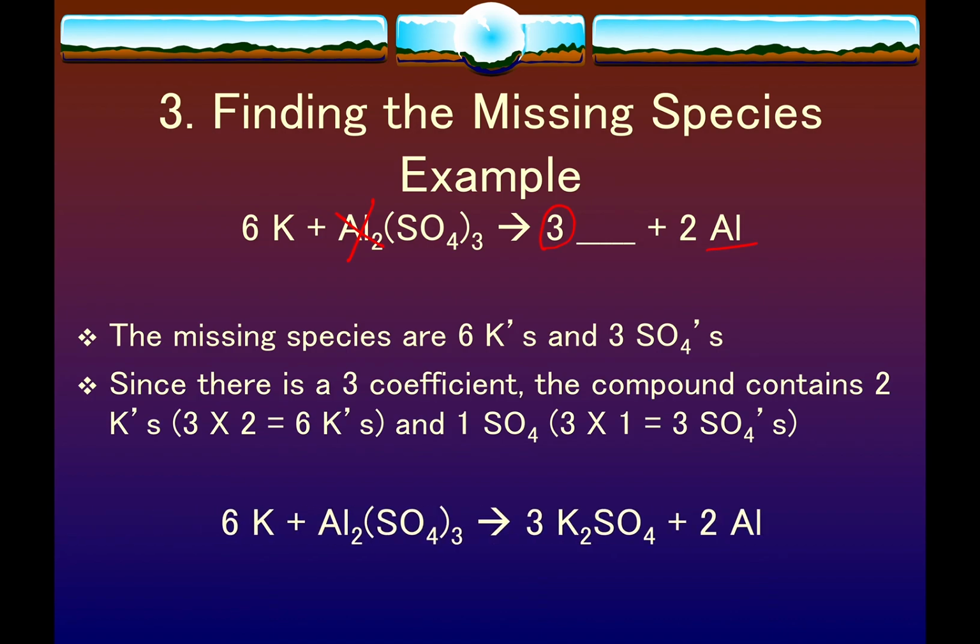We're going to want 3 sulfates, and given that 3 there, we're going to multiply that by 2 potassiums to get our total of 6. So we end up with our formula K2SO4, the 3 being distributed here, which gives us 3 to match the 3, and 2 potassiums, excuse me, that would be 6 potassiums to match the 6 here, 2 aluminums, so we balance.